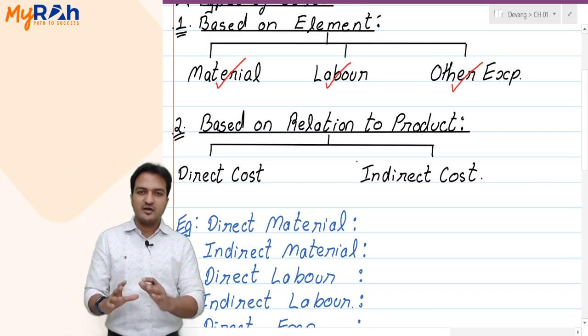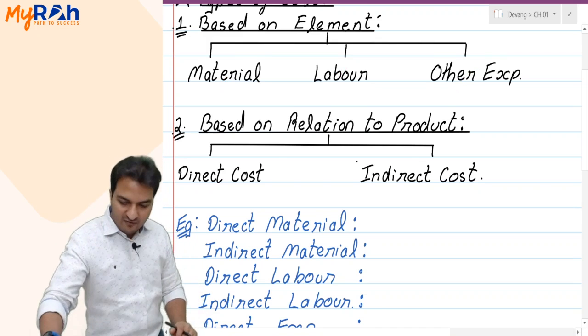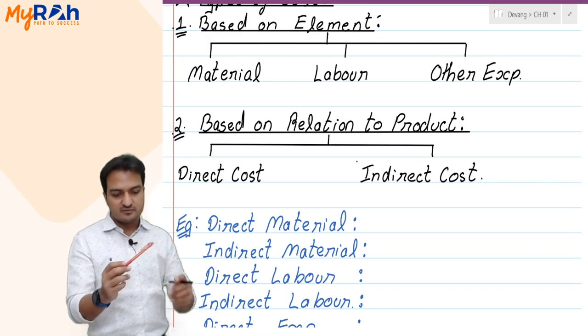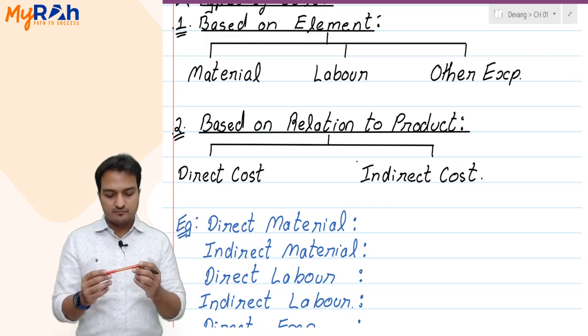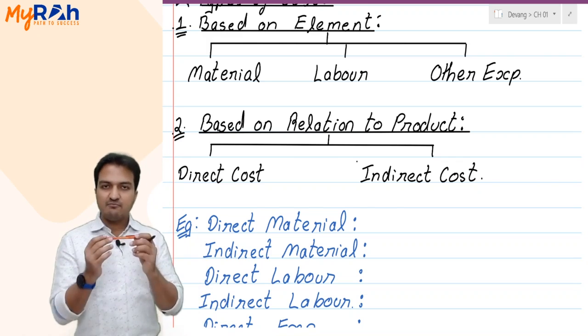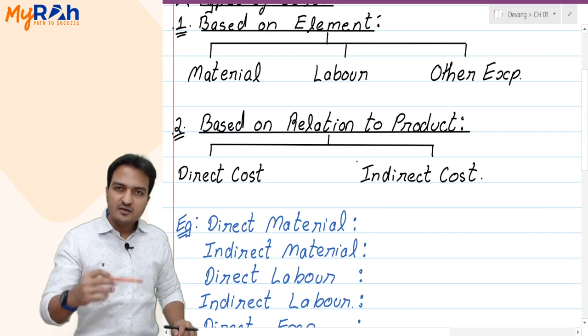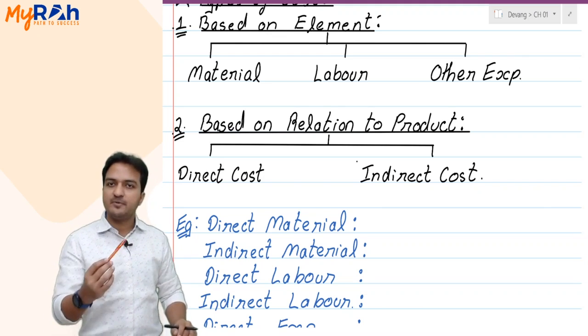Material cost indicates all sorts of material that are used in my company. Now think, if I am manufacturing this pencil, it is a clutch pencil, and you might be able to know that this is made of plastic. Now, if I am manufacturing these plastic pencils, then for my material cost, what could be examples of material?